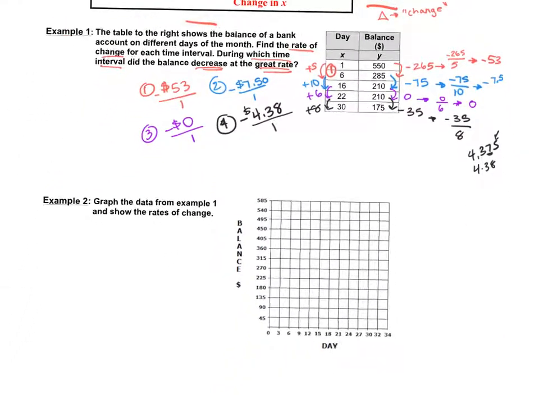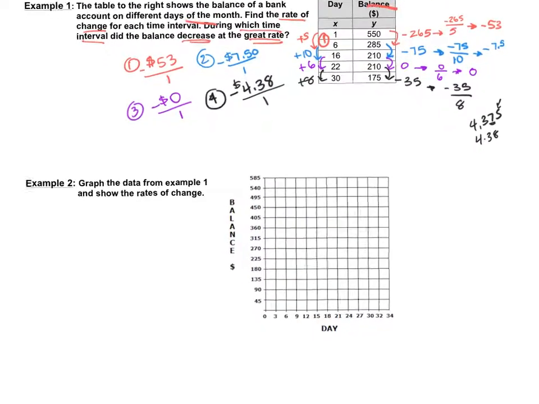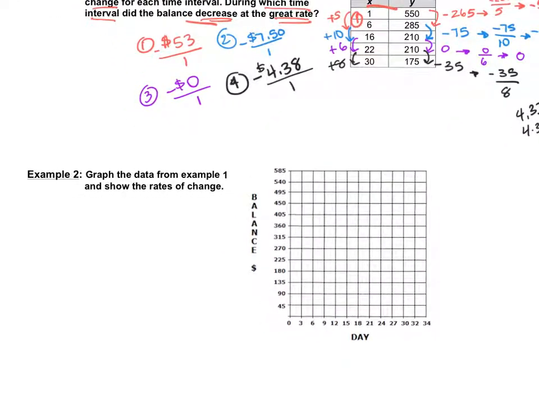If I was to graph this data on my chart, I would refer back to the table, and I would know that at day 1 I was at 550. So I'm going to go to day 1, which is probably right about here, and I was at 550, which is probably right around here. Day 6, I was at $285. So day 6, 285 would be somewhere around here.